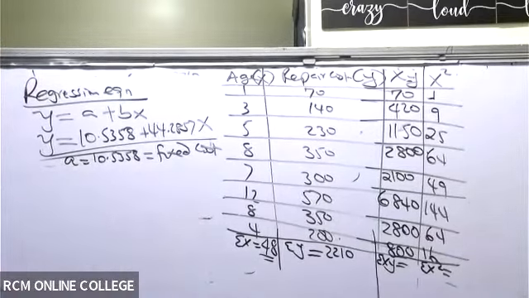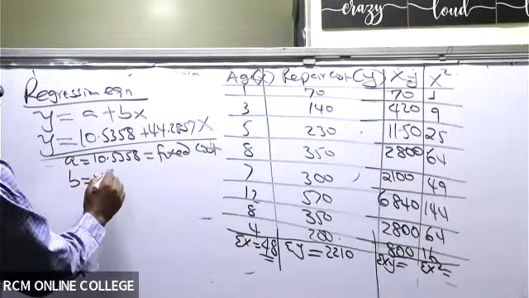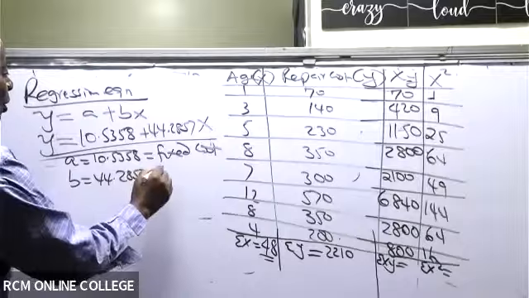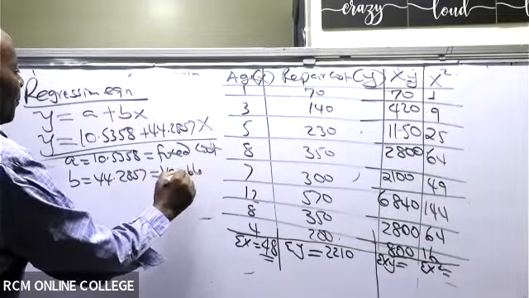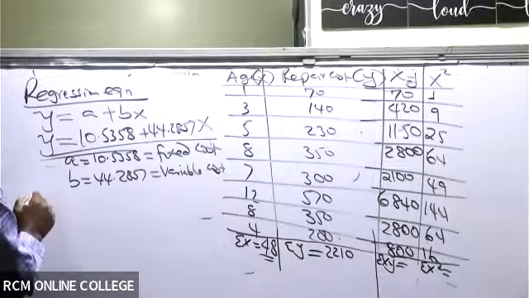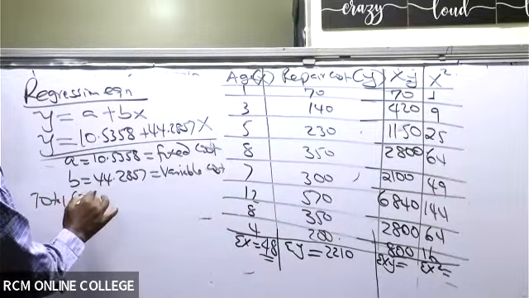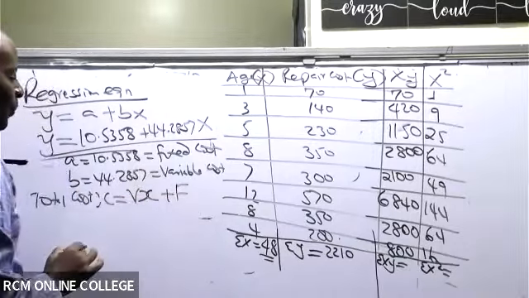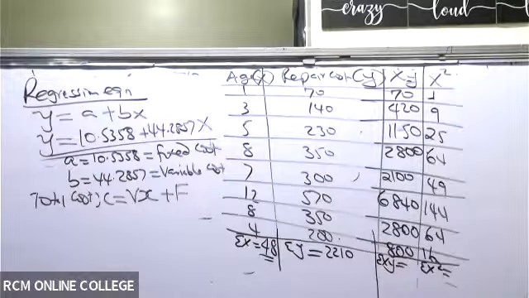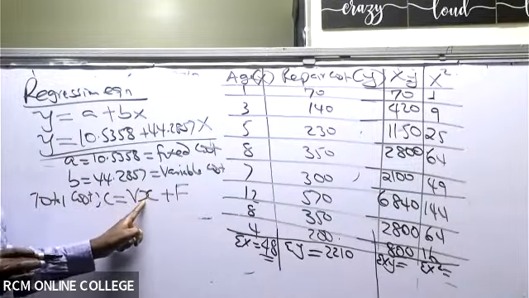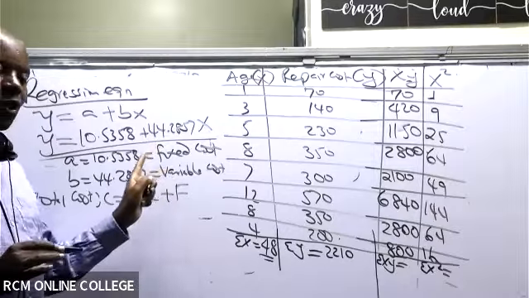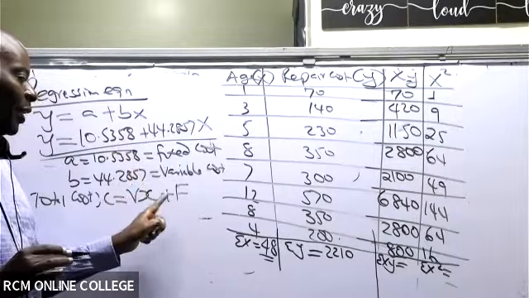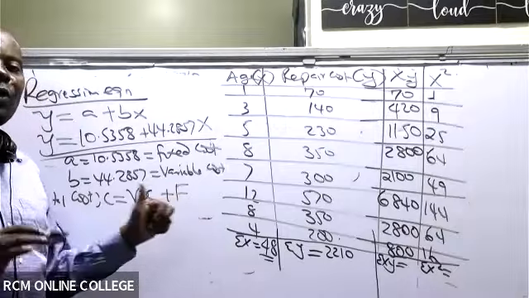And then, of course, we have B. B is 44.2857, which is the variable cost. Ladies and gentlemen, remember generally our total cost C equals Vx plus F. The one that has got X here is what varies, so this is variable cost. And the one that is independent of X is what we call fixed cost.